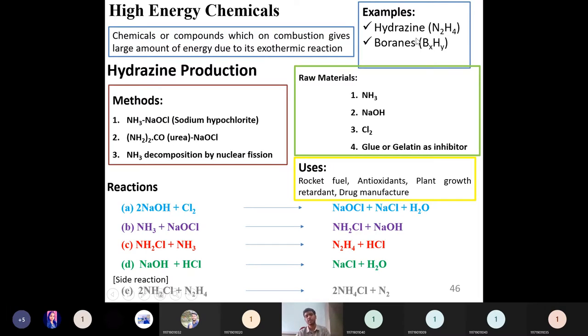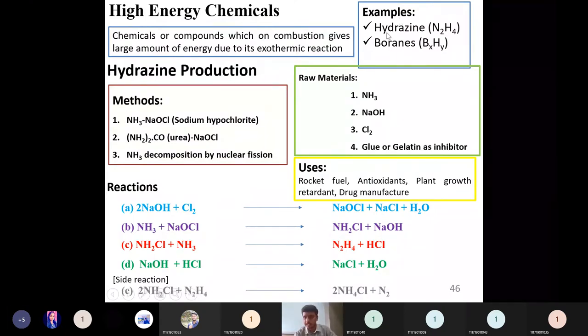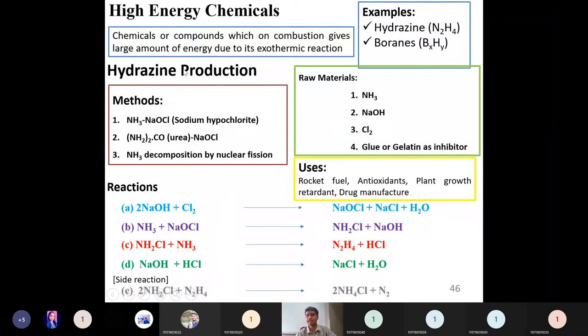So when these compounds are combusted, they will release a large amount of energy due to the exothermic reaction happening inside these high energy chemicals. What are the various methods to prepare these high energy chemicals? First we will see hydrazine. So first is hydrazine production. What are the methods available to produce hydrazine?